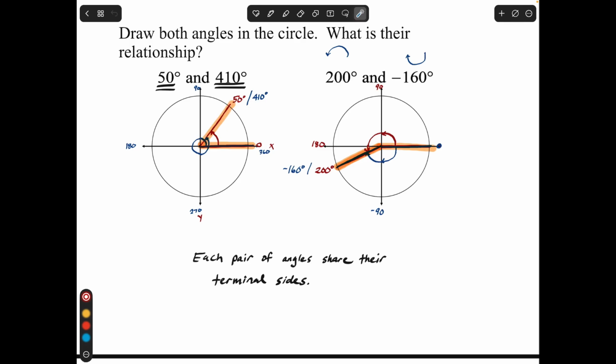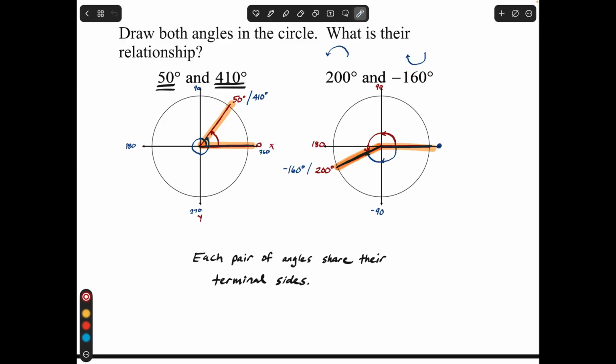It's also true for angles that are positive and negative. So starting at our standard position, if we went 200 degrees in the positive direction, that's where our terminal side would be. If we went negative 160 degrees, that would be where our terminal side would be as well. So 200 degrees and negative 160 degrees are also considered coterminal angles.